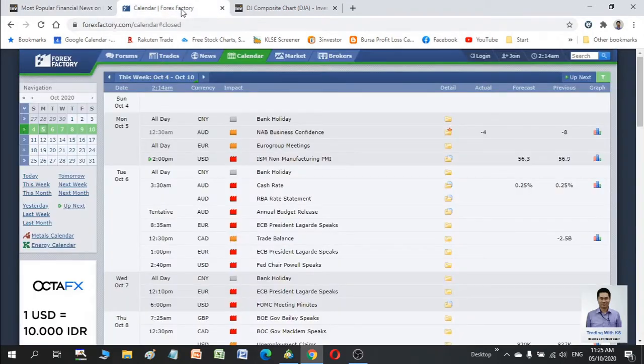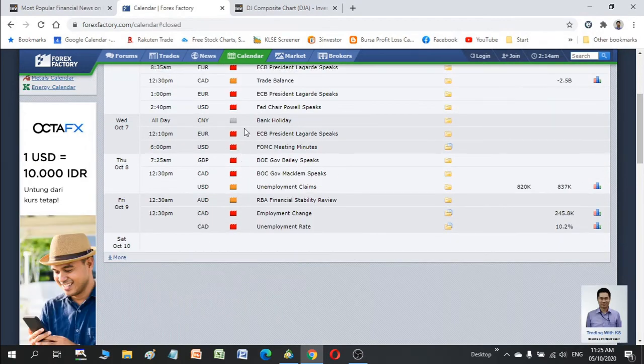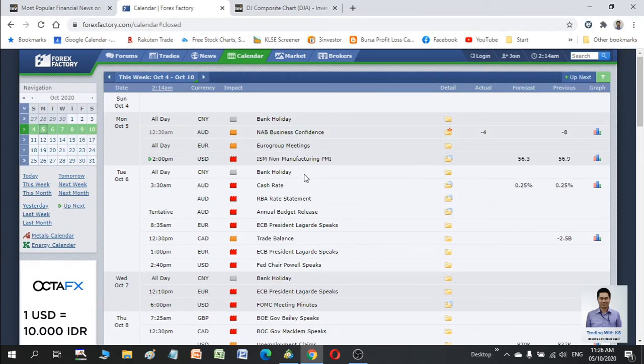Okay, let's look at the currency news on Monday. China is still having a holiday. So the Asian trading session might not go as fast as it used to be, because the China banks are closed and China trading is closed.